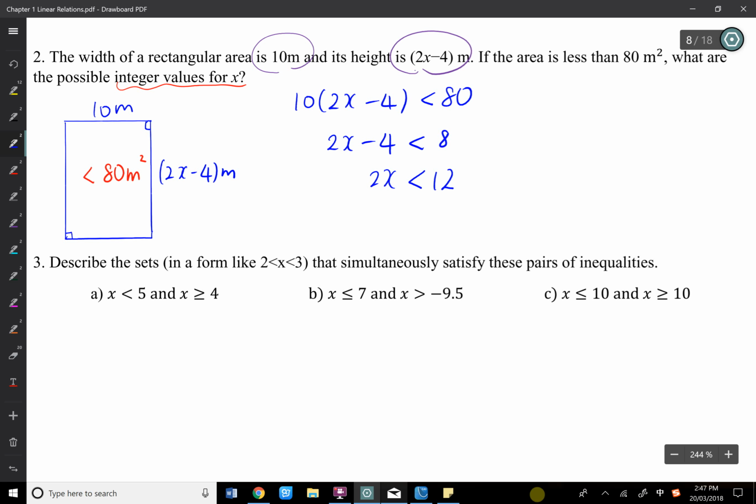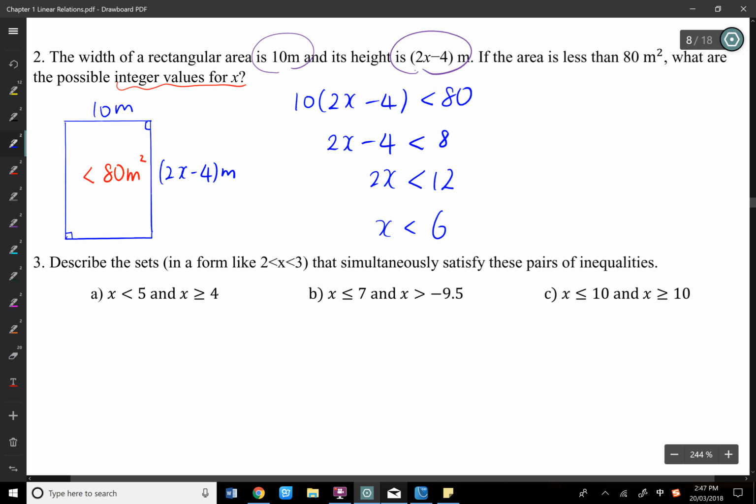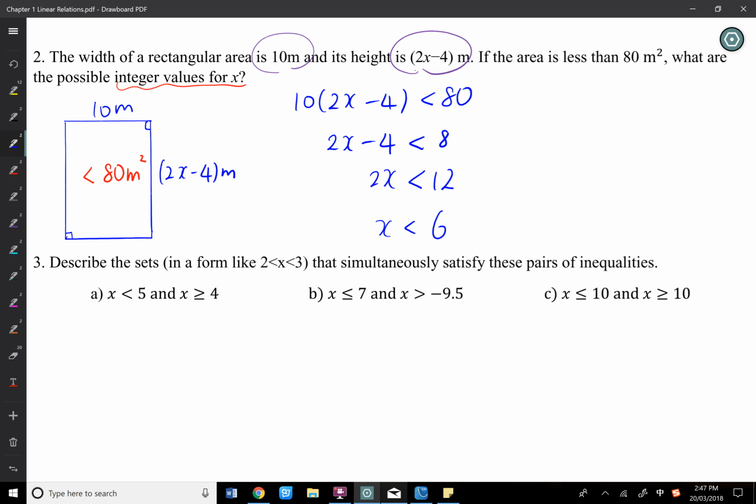And then divide by 2. It's all positive, so it's all good. So divide 2 on both sides. We have x less than 6. So what's your answer? Well, x less than 6.